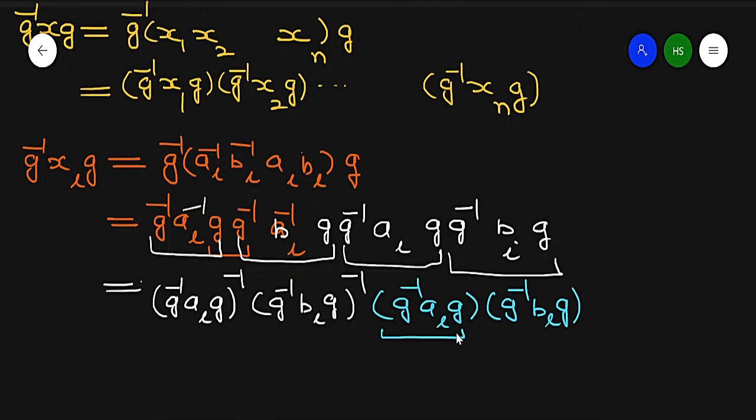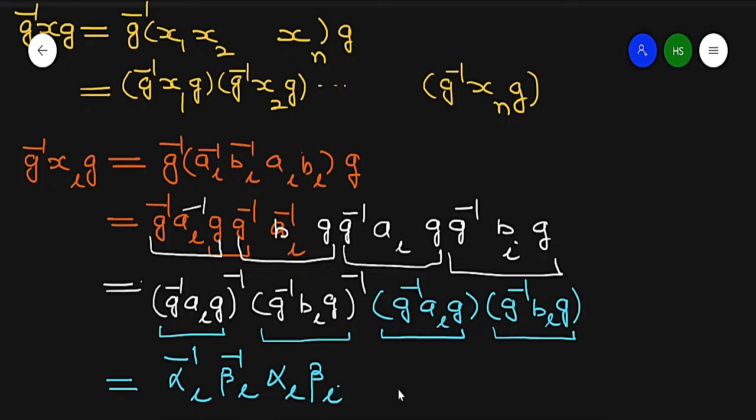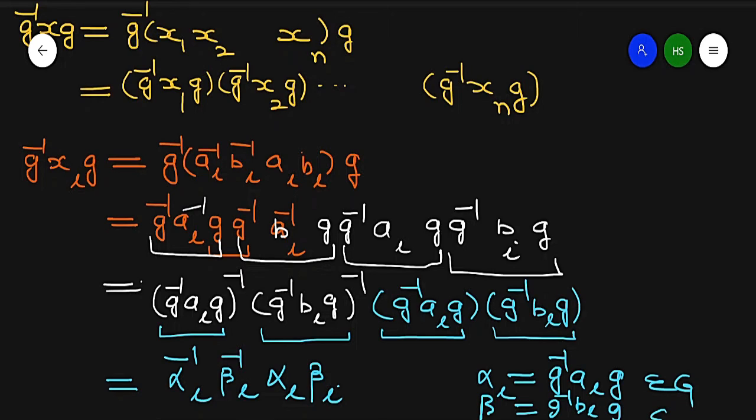So this element belongs to G. Again, this element belongs to G, and this value is equal to... So what does it become? It becomes alpha_i inverse, beta_i inverse, alpha_i into beta_i, where alpha_i is equal to g inverse a_i g, and beta_i is equal to g inverse b_i g. Both elements belong to G.